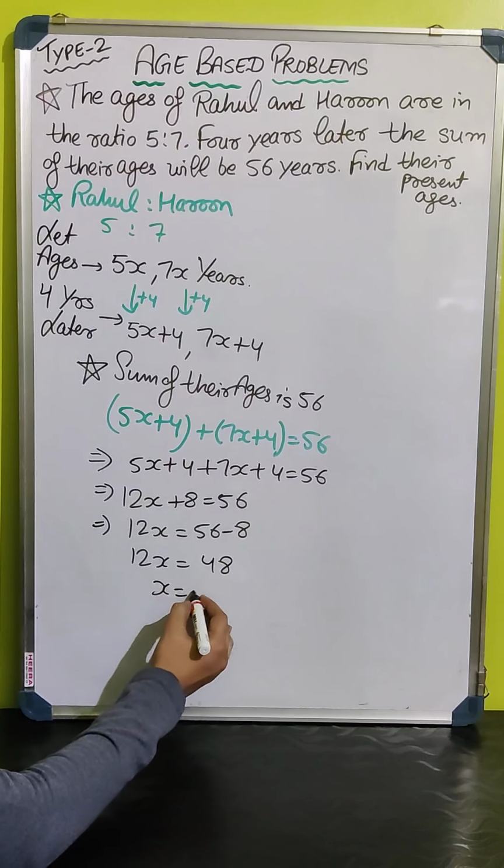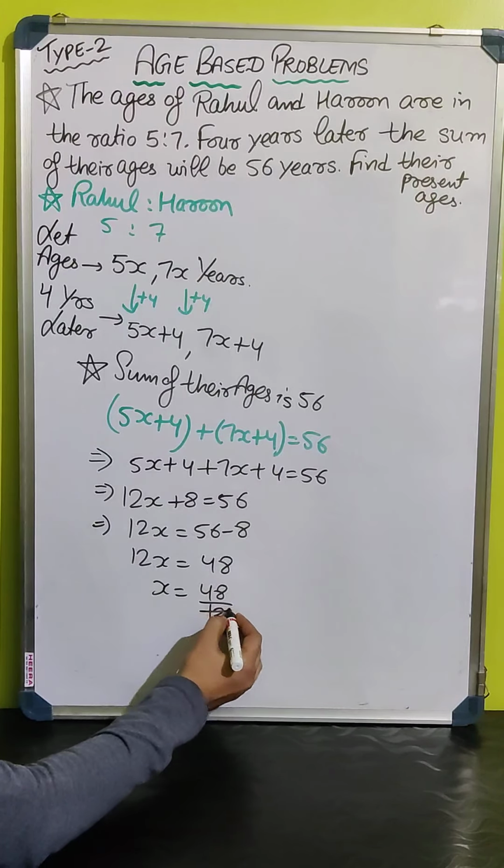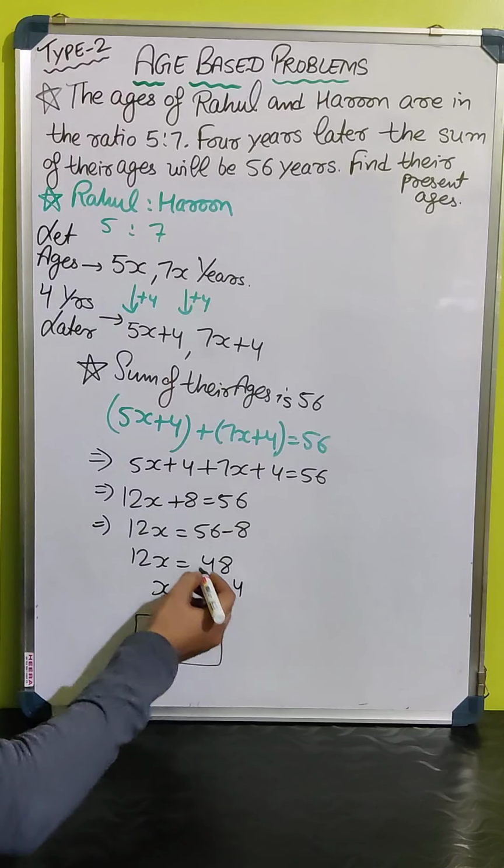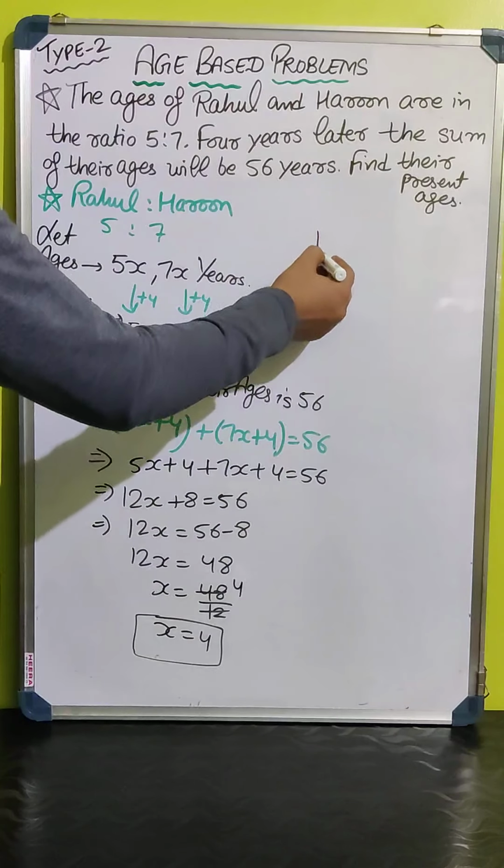Now x is coming 48 divided by 12, that is 12 fours are 48. The value of x is coming 4. But they are asking you about their present ages.